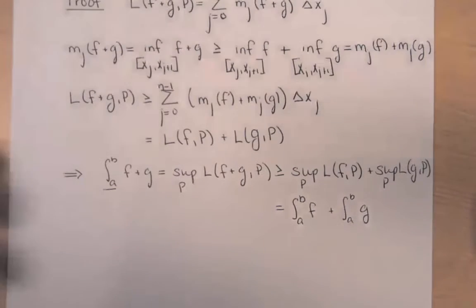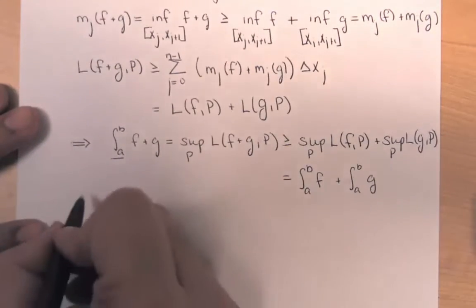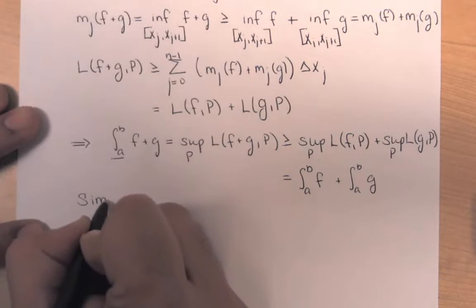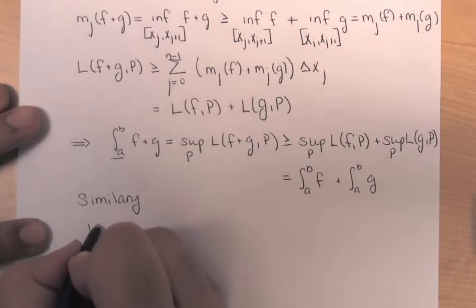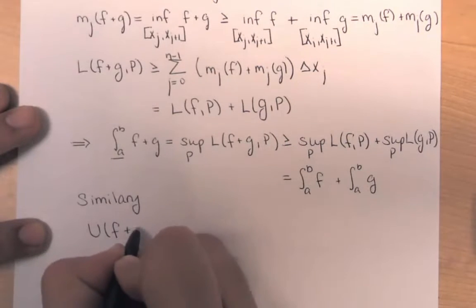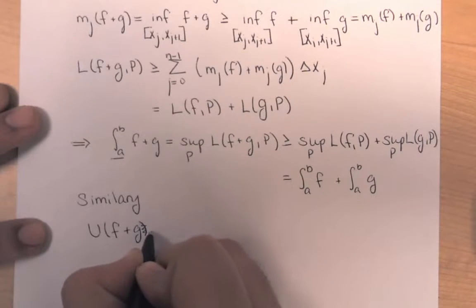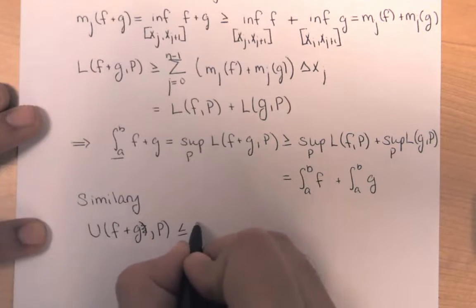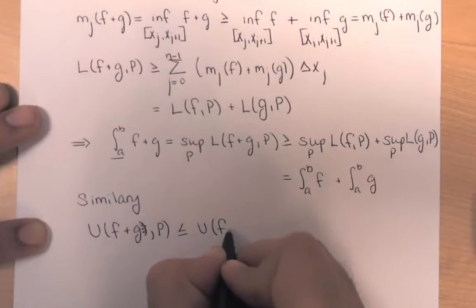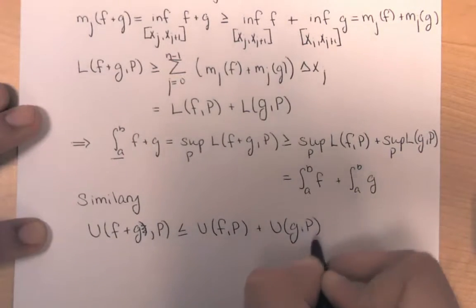Now, we can follow that same line of reasoning for the upper sum. Right? So similarly, the upper sum of f plus g for a partition P is less than or equal to the upper sum of f plus the upper sum of g for the same partition.